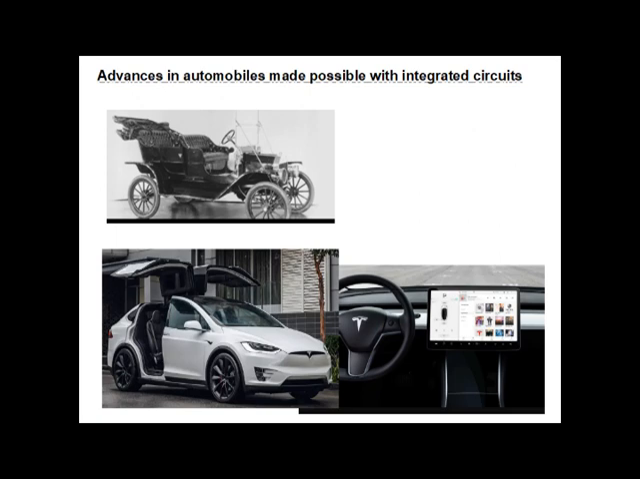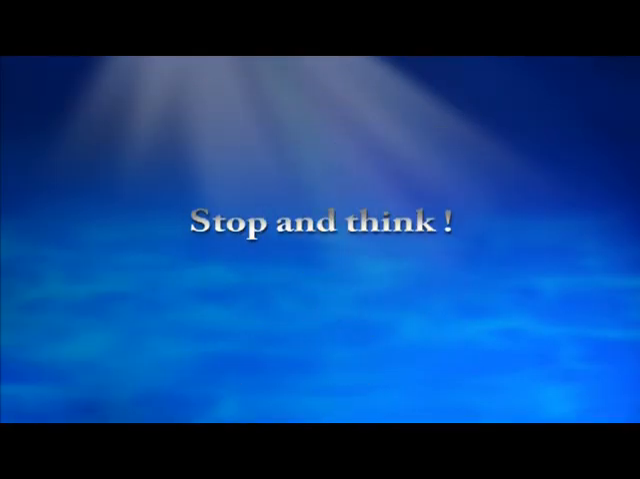As technology advanced, we added clocks and radios to our dashboard. We added electronic windows that open the windows at the press of a button. We now have cars that tell us how to get from here to there safely, can warn us of traffic conditions ahead, and even drive by themselves. Can you think of any other features that were added to cars with the adoption of integrated circuits?